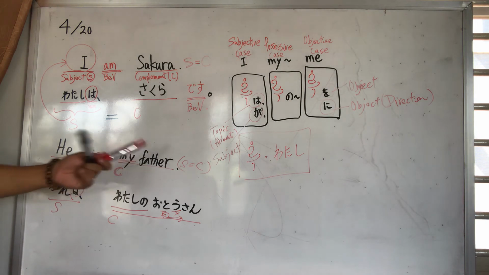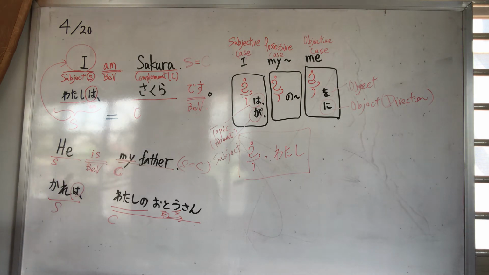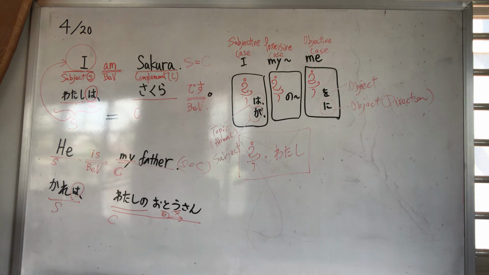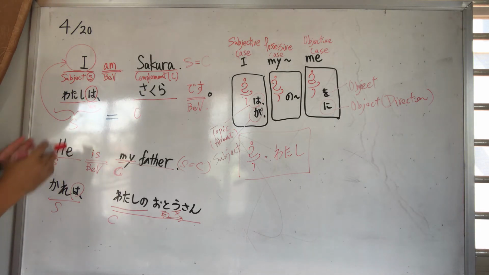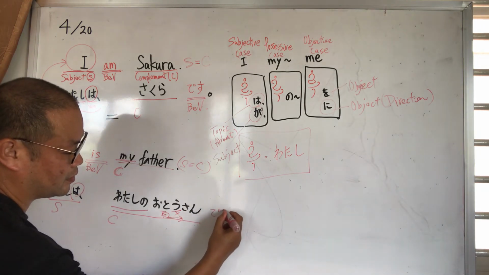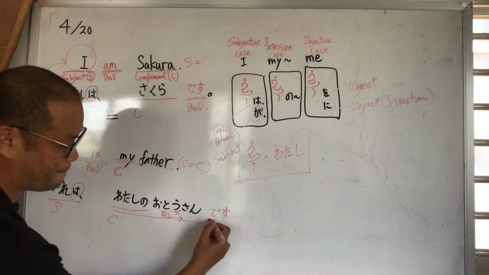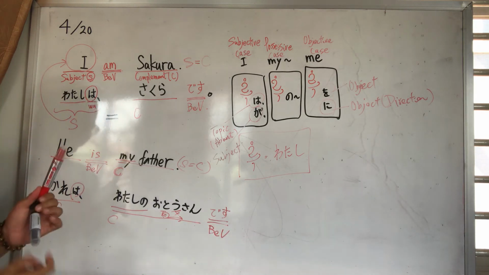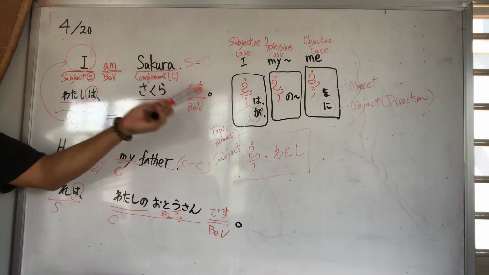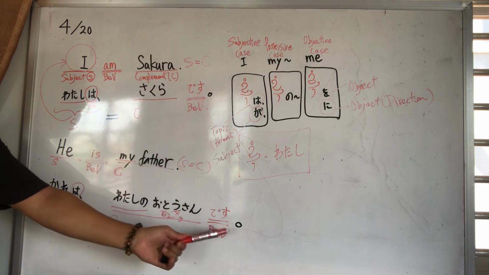Now you just translate he and my father. You forgot. So, how to translate? Just look at this one. I am Sakura. So, Kare wa, he is my father, watashi no otousan. です. So it's like only this one. Yes. Oh, perfect. Don't forget, in English we have to use a period, but in Japanese we must use like this. Yes. Don't forget.